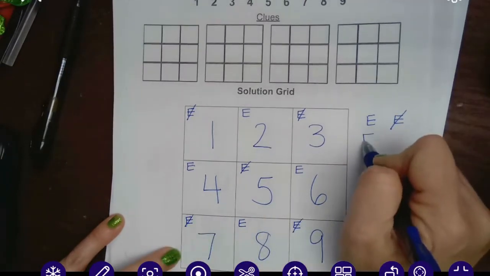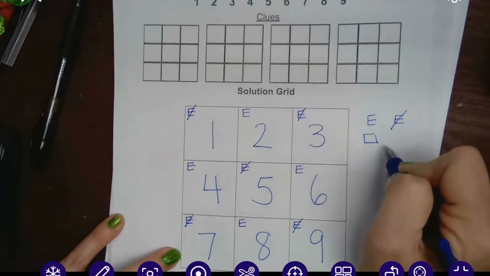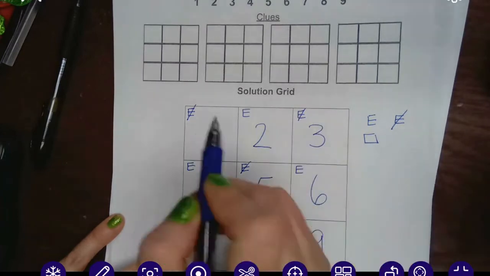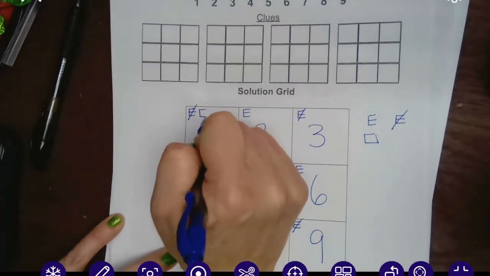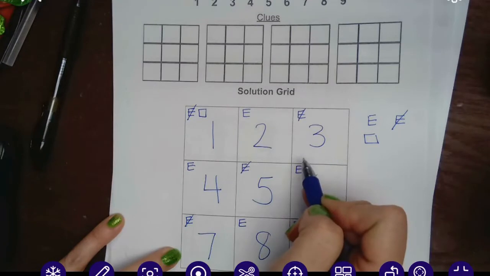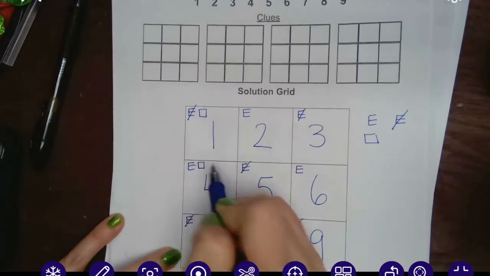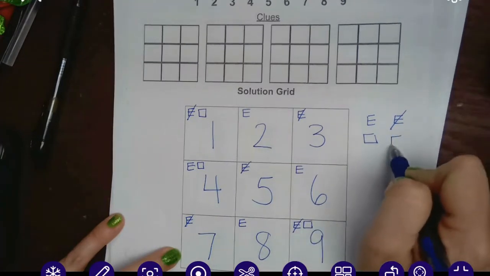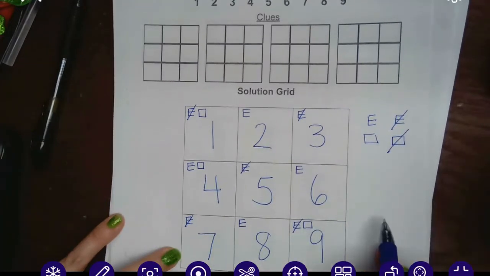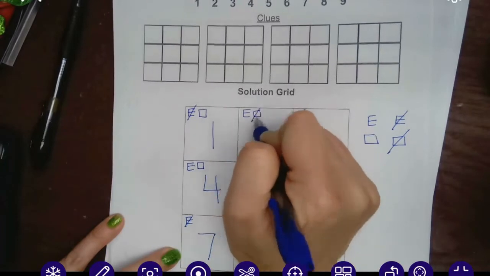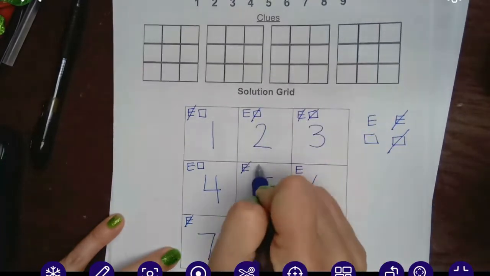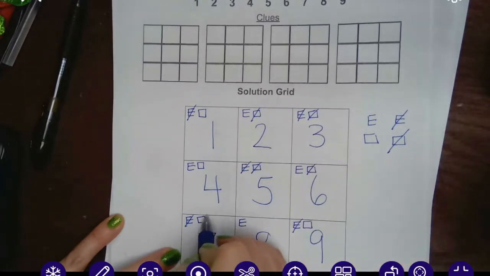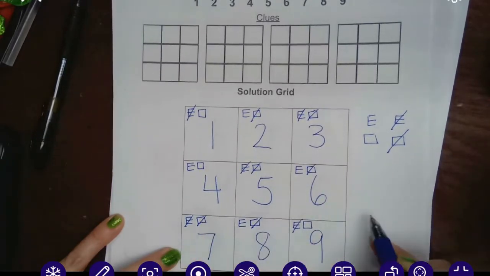Another clue are our square numbers. Our square numbers are numbers multiplied by themselves. So 1 is a square number, 1 times 1 is 1. 2 times 2 is 4, so 4 is a square number. And 3 times 3 is 9, so 9 is a square number. We could also have the clue of what are not square numbers. So 2 is not square, 3 is not square, 5 is not square, 6 is not square, 7 and 8 are not square.